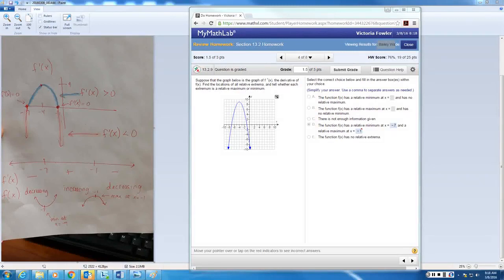Hi, let's take a look at this example. It's problem number 4, I think, from your homework, and it corresponds to the textbook exercise number 9 out of section 13.2. Okay, the biggest thing to notice is that it's giving you the graph of the derivative.